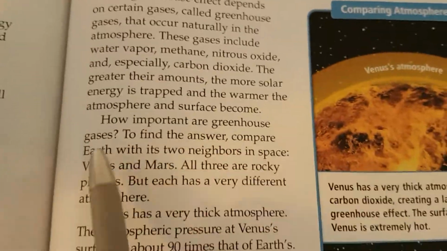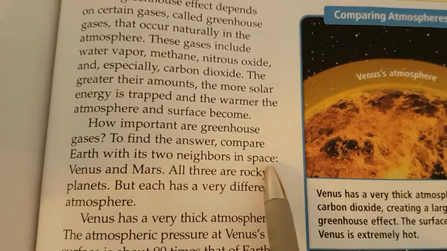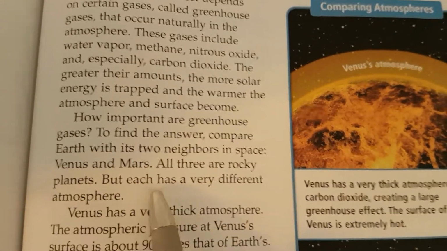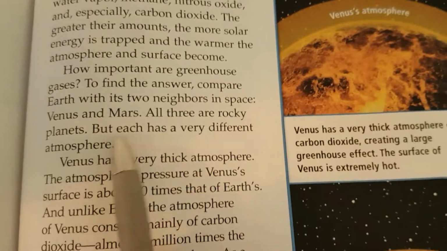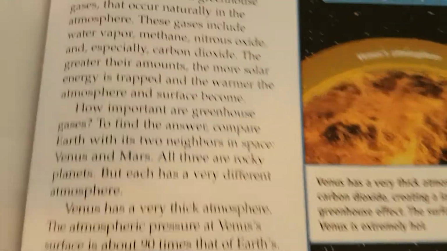How important are greenhouse gases? To find the answer, compare Earth with its 2 neighbors in space, Venus and Mars. All 3 are rocky planets, but each has a very different atmosphere. Okay, so if you want to figure out what's going on, find your closest neighbors, the ones that are just like you, the same kind of rocky planets, and find out what's happening on them.